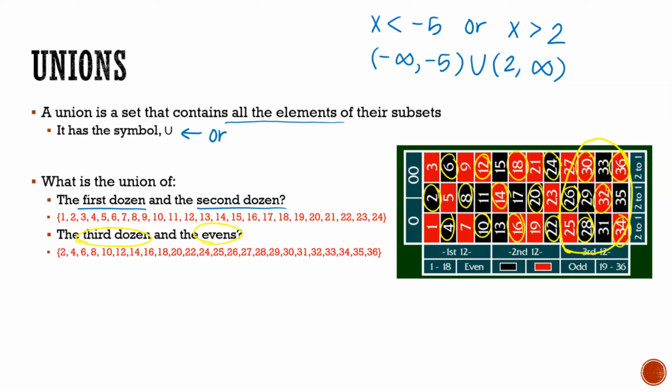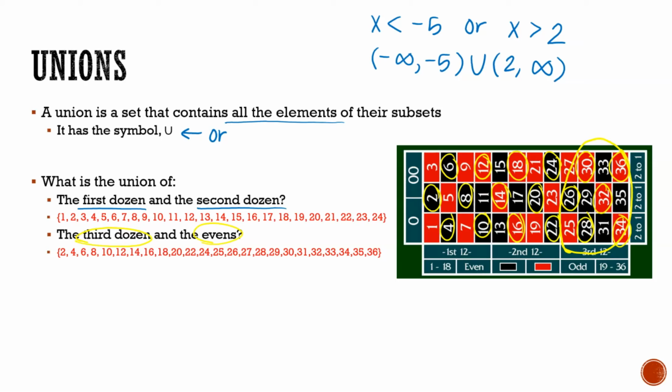That would include the numbers 2, 4, 6, 8, 10, 12, 14, 16, 18, 20, 22, 24, and then we would list every single number in the third dozen just once. 25, 26, 27, 28, etc. through 36. Exclude any of the overlap that happened.